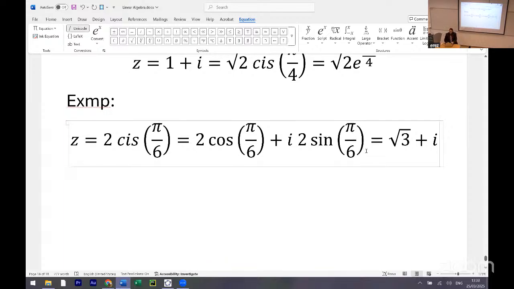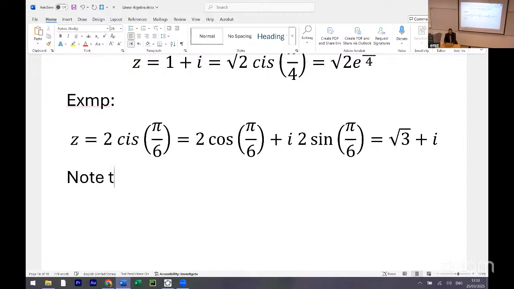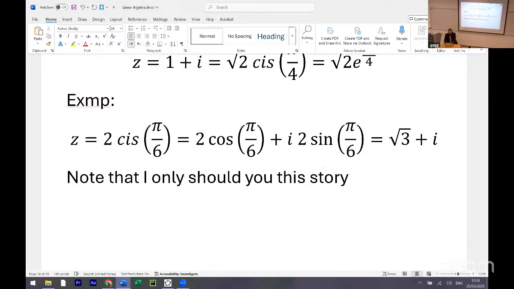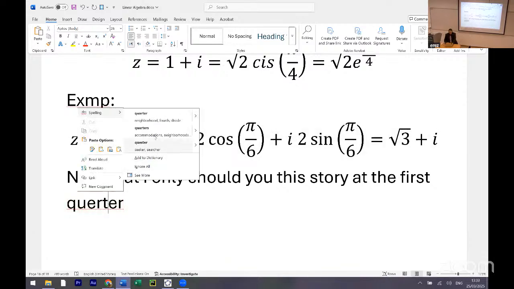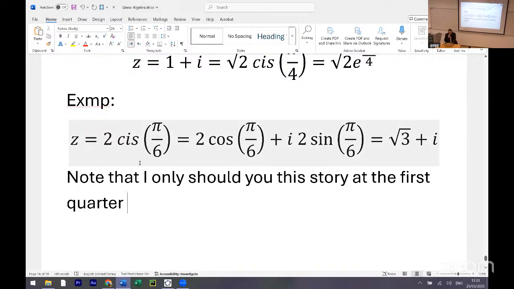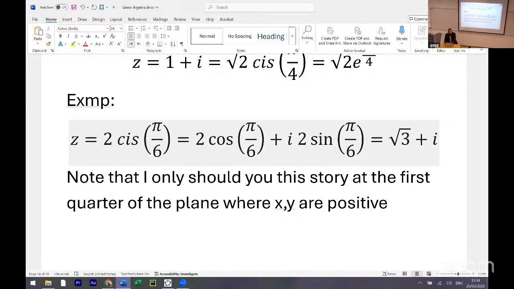Okay, note that I only showed you this story at the first quarter. It's a quarter of the plane where x and y are positive. What about the rest of the plane?